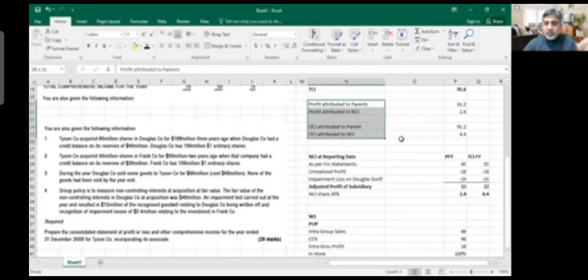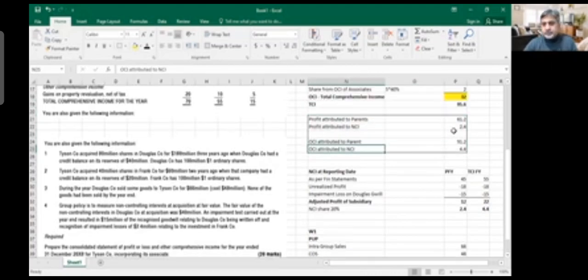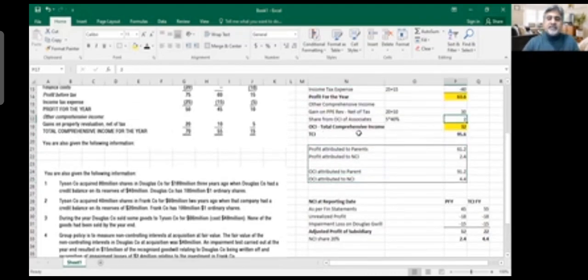So these things you need to show separately. If you have any question, please ask me. This 32 is other comprehensive income, but total comprehensive income would be profit plus OCI, that gives you TCI. So TCI is your total comprehensive income, which is a total of OCI and profit.